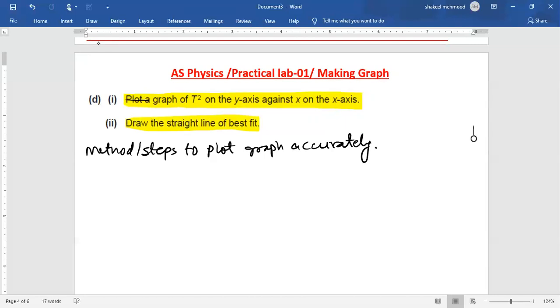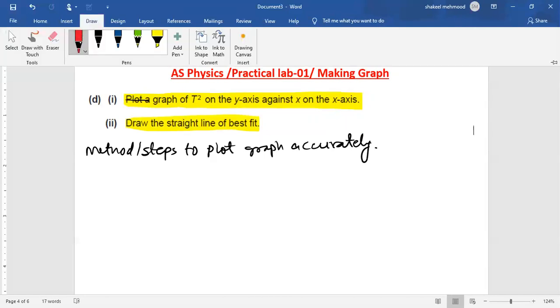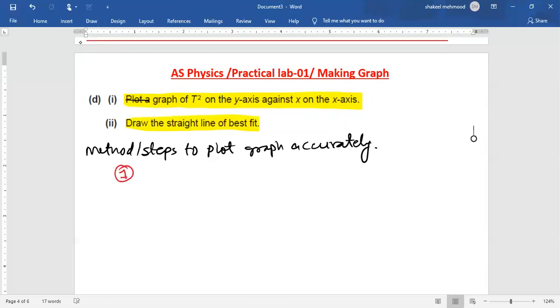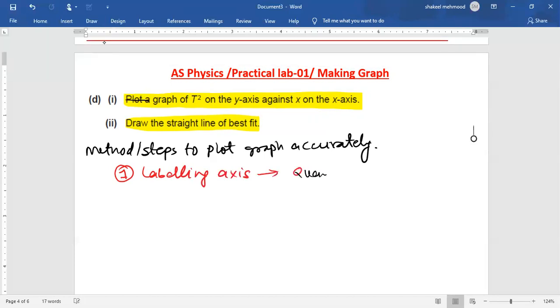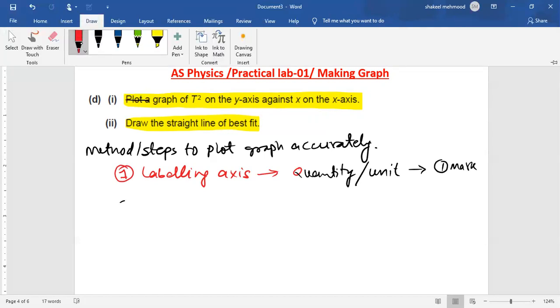So beta, first of all, the first step in graph making is labeling axis, like x-axis and y-axis. And how you have to label it, you have to first write the quantity, the symbol of quantity slash unit, because this is carrying 1 mark, right? If you will not do this, you lose 1 mark.